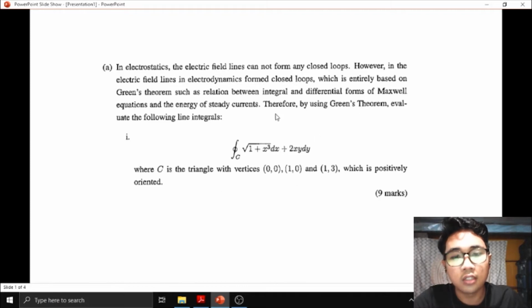So this is the line integral given by the question, where C is the triangle with vertices (0, 0), (1, 0), and (1, 3). This is basically the loop that we need to draw after this, and we need to find the area of the loop by using Green's theorem. So before we solve these line integrals, we need to know what Green's theorem is.